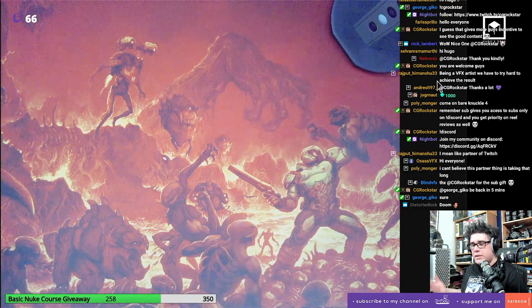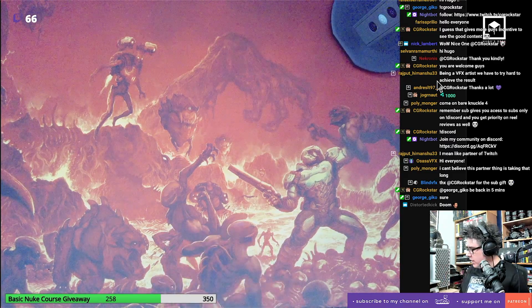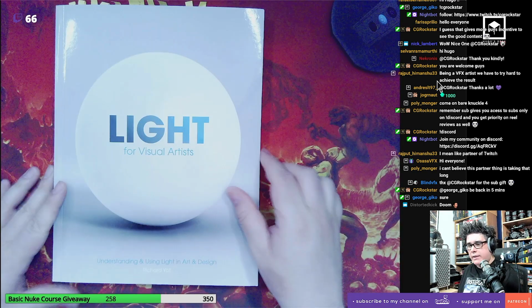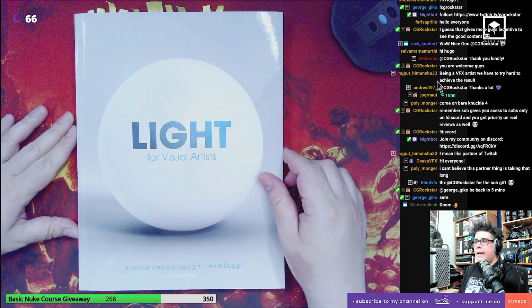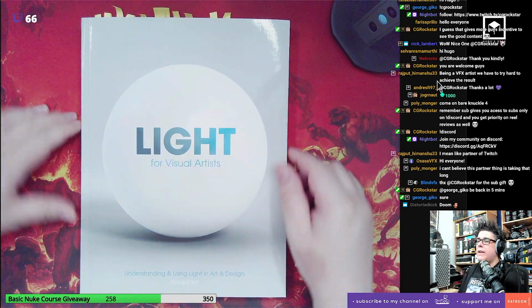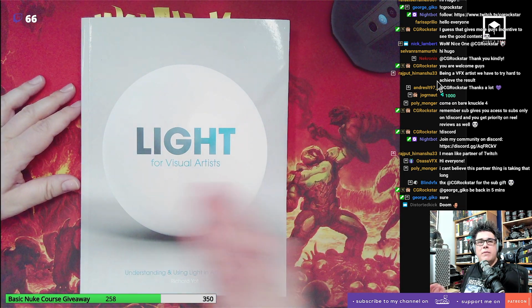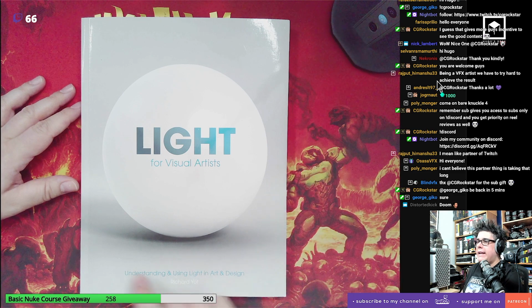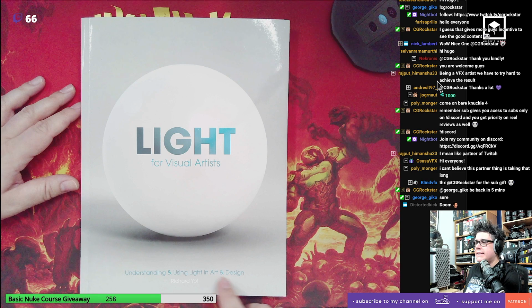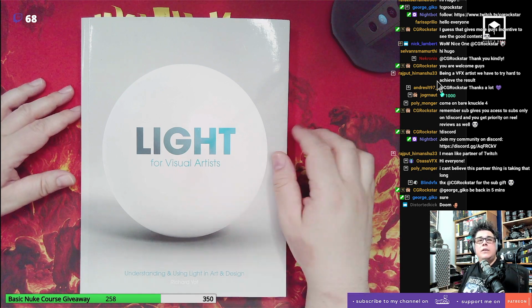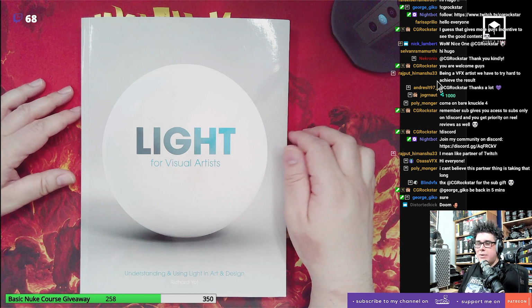Now these books are still a bit basic, okay? I just wanted to let you know, but we're gonna start with this book. Some of you might already know it, but we're gonna talk a bit about it. So this book is called Light for Visual Artists, of course. That makes perfect sense for all of you. Its subtitle is Understanding and Using Light in Art and Design. This is a book by Richard Yot. I hope I'm pronouncing it right.